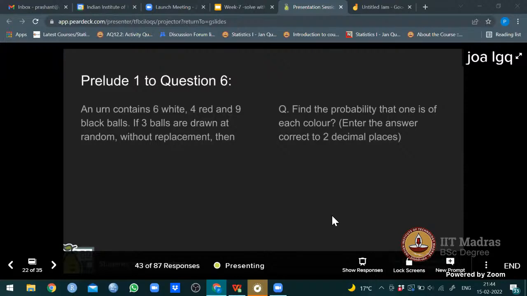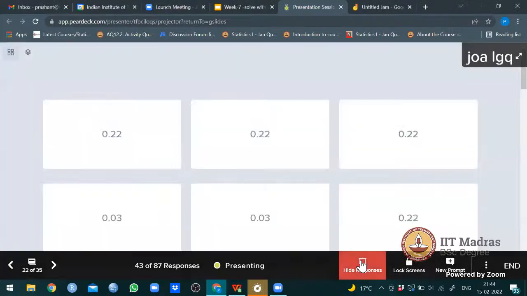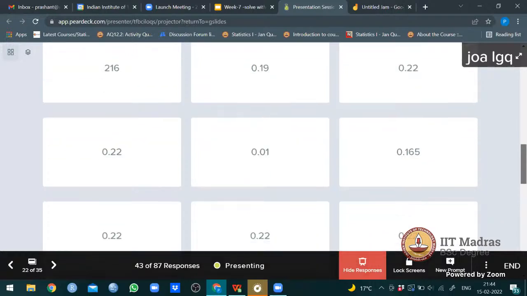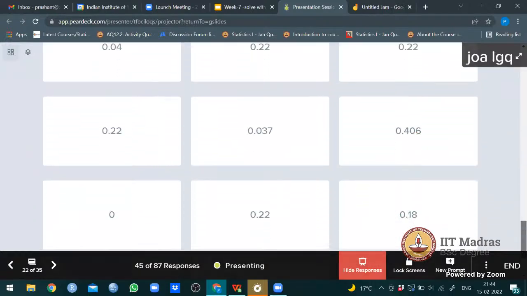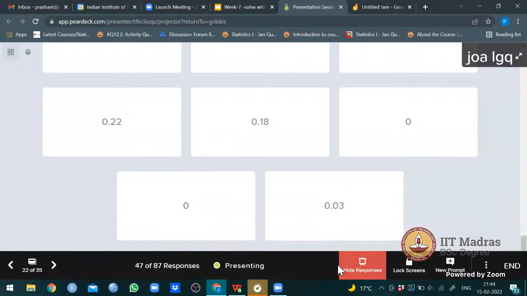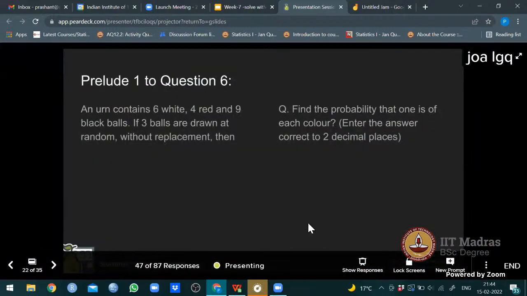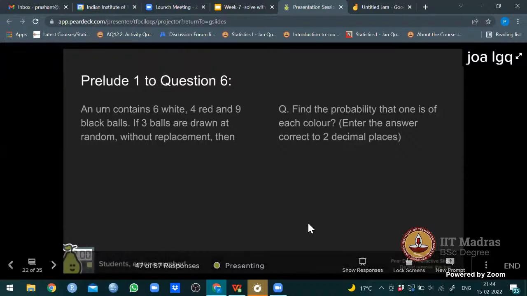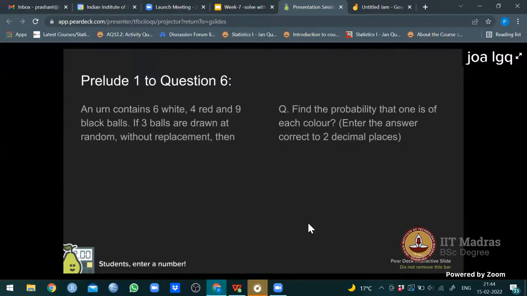We can go for the solution, right? Should we wait? We should go. Yes, sir. Go ahead. 0.22, 0.03. Okay. See, first, before going to the solution, just tell me what will be the sample space, I mean, total number of cases?